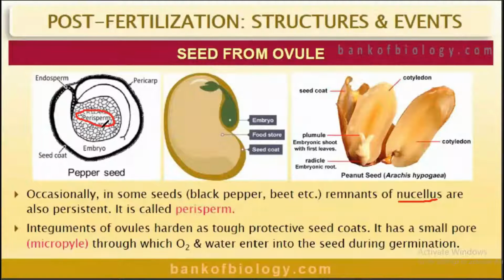Then, integuments of ovules harden as a tough protective seed coat. It has a small pore. The small pore present in the integument is known as micropyle. What is the function of this micropyle? Through it, oxygen and water enter into the seed during germination.